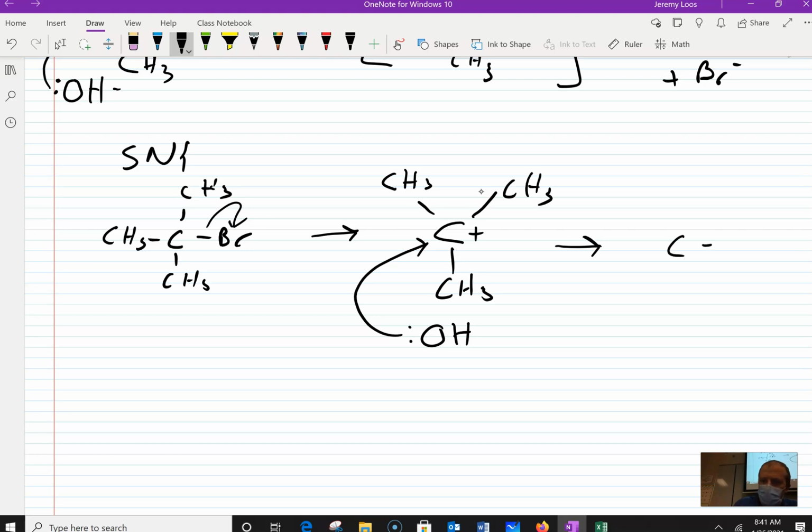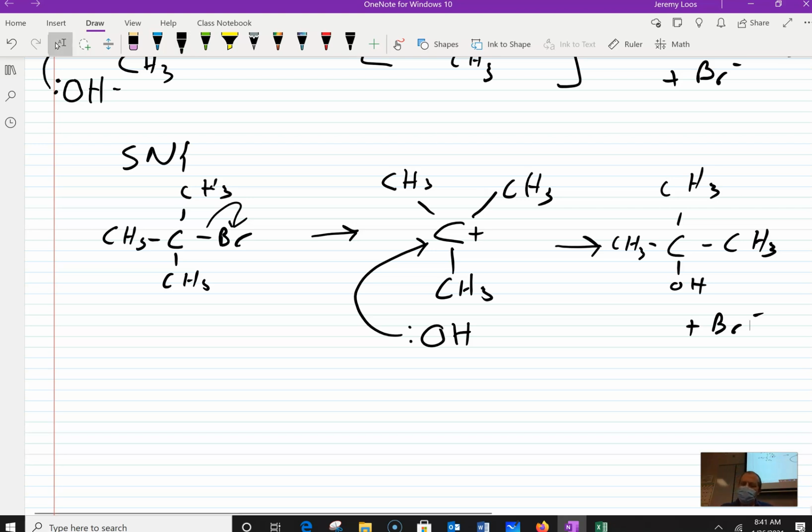And so we're going to get the tertiary alcohol here plus the bromine. Again, this is not a chiral carbon atom, because it is not attached to 4 different things, but you would find an even mix of both isomers in that case, unlike the SN2.